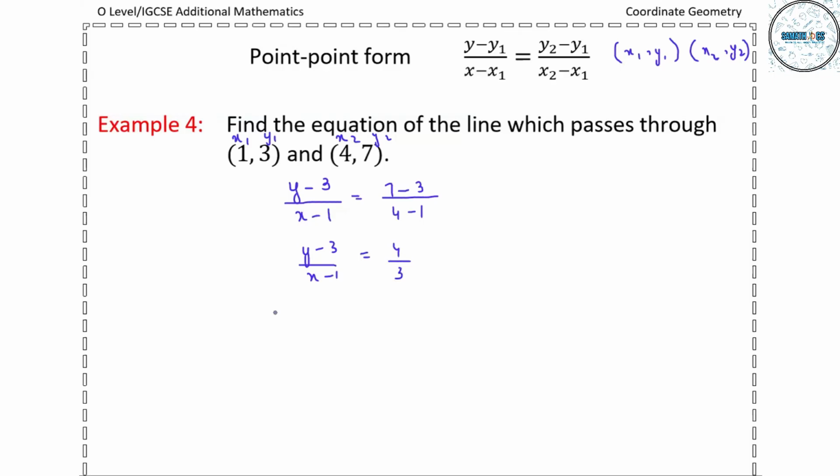We can do cross multiplication. 3y - 9 = 4x - 4. Finally, we have 3y = 4x - 4 + 9, which would be 4x + 5.